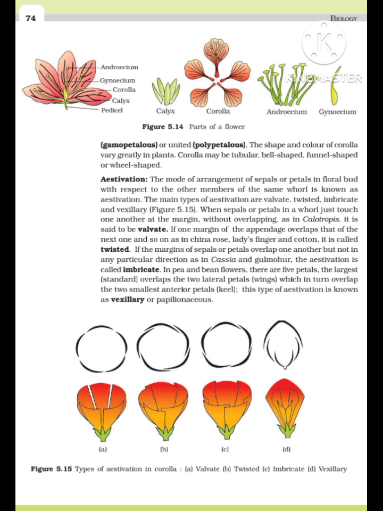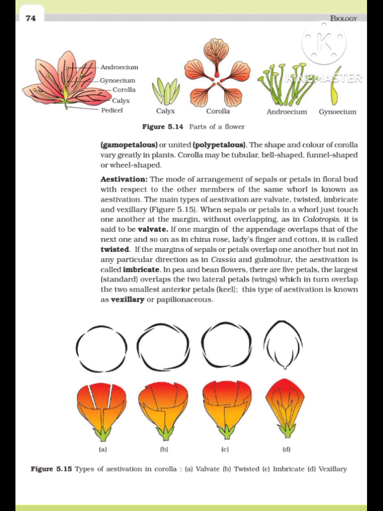The shape and color of corolla vary greatly in plants. Corolla may be tubular, bell-shaped, funnel-shaped or wheel-shaped. Estivation, the mode of arrangement of sepals or petals in floral bud with respect to the other members of the same whorl, is known as estivation.